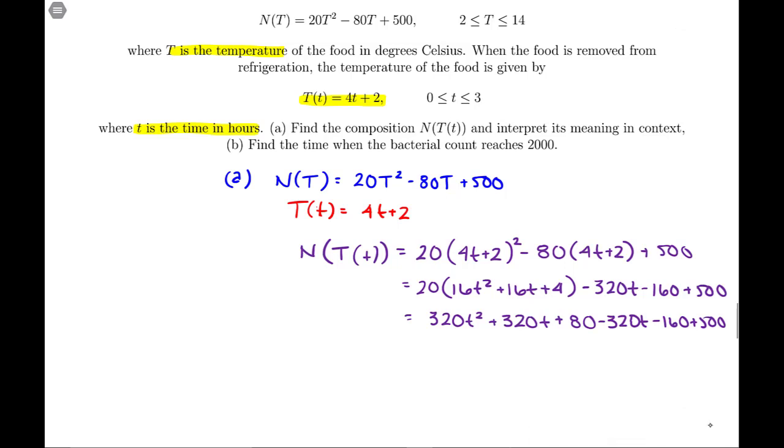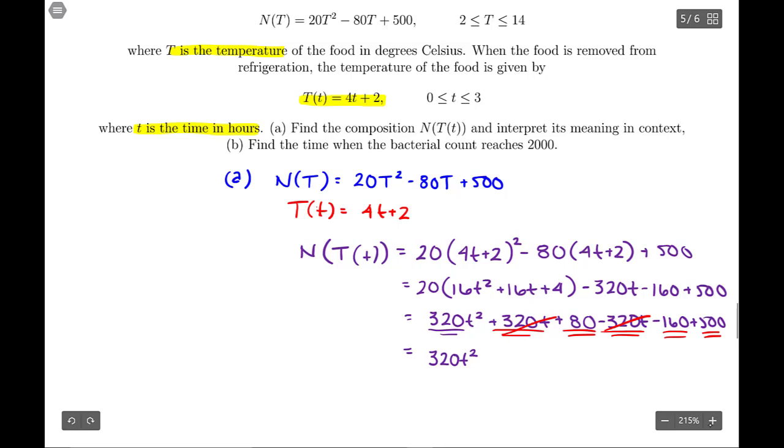Okay, so we've made it this far. Now we're going to combine like terms and simplify our expression. I don't have anything else that I can combine with the t squared, so I have 320t squared. We do see that the positive 320t and the negative 320t reduce to 0. All that we have left now is to combine all of our constants. Positive 80 and 500 is 580. 580 minus 160 is going to give us 420.